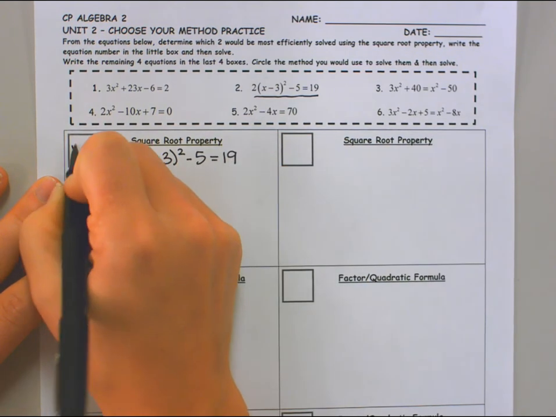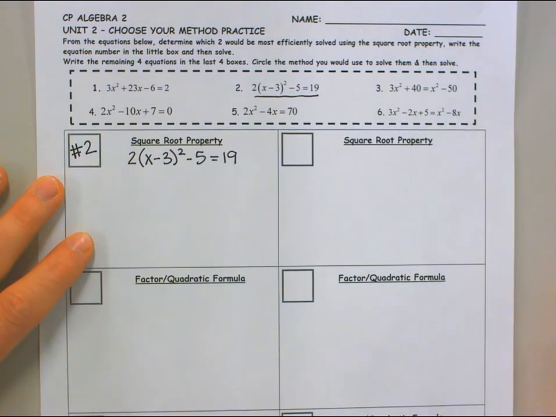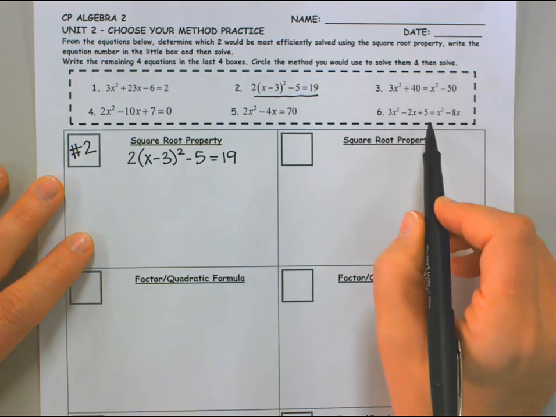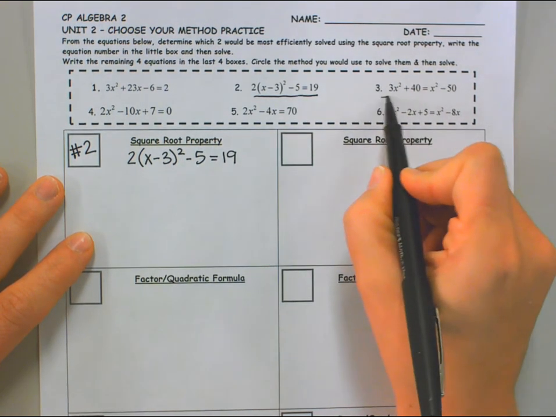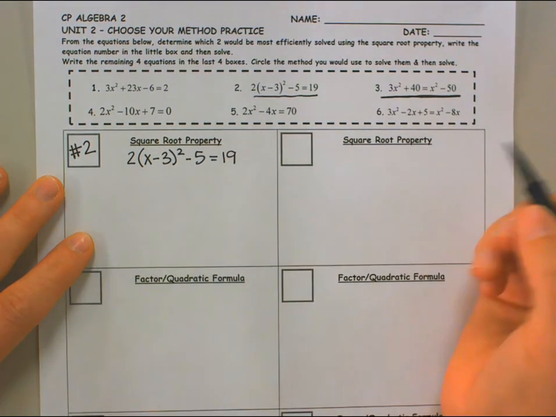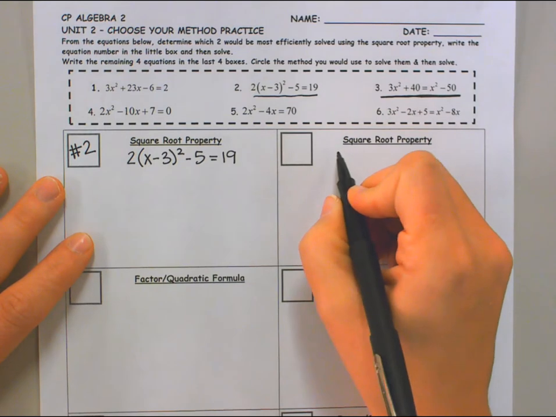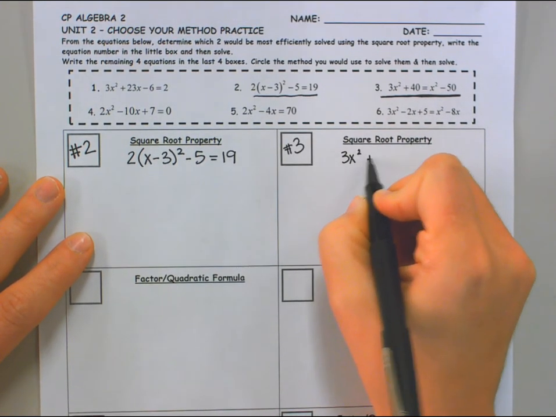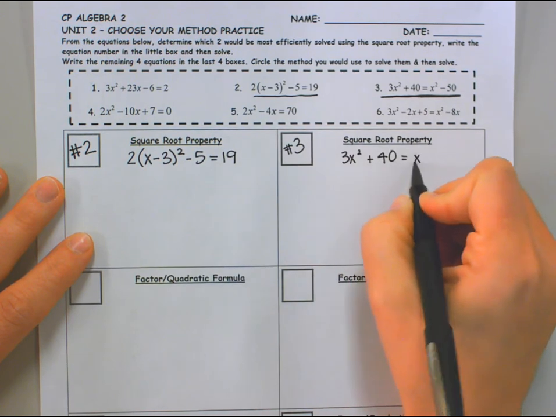So it's number 2. Then this one has an x term, so I can't use that. This one doesn't have an x term. This one does. So number 3 is also going to be the other one I use the square root property for, because all the other ones have an x term, which means that I can't use the square root property to solve. Squared plus 40 equals x squared minus 50.